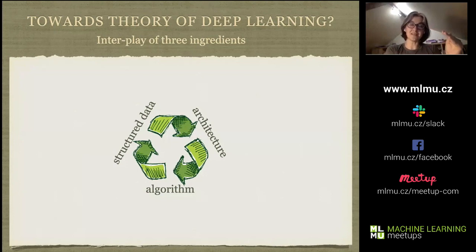So the structured data, the architecture of the network, and the algorithm. Let me go through the three of them. Why can you not understand things by dismissing one of these sides? If you dismiss the algorithm and you're just asking the approximability question, you will end up with results. If I parameterize the function a given way, corresponding to a given architecture of a neural network, then you may prove that there exists a set of parameters so that the approximation is good.